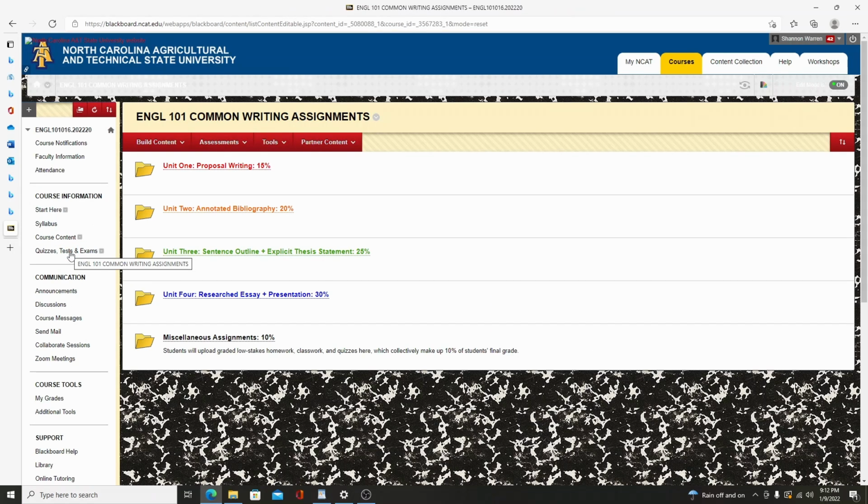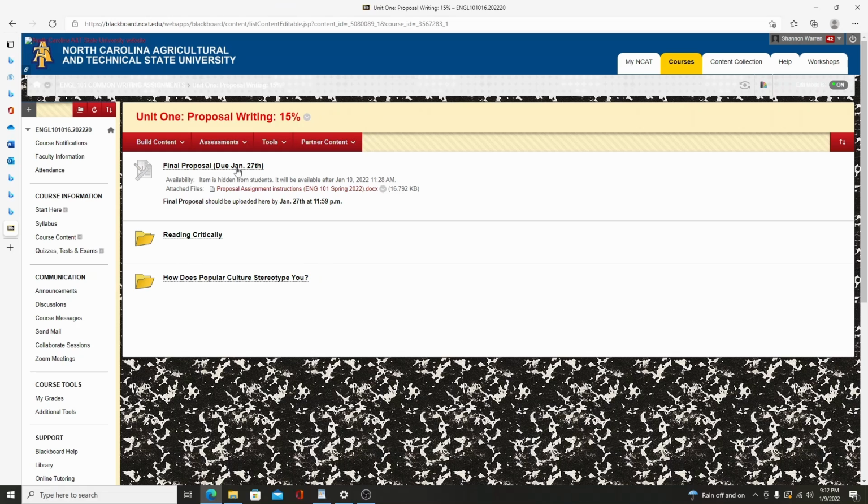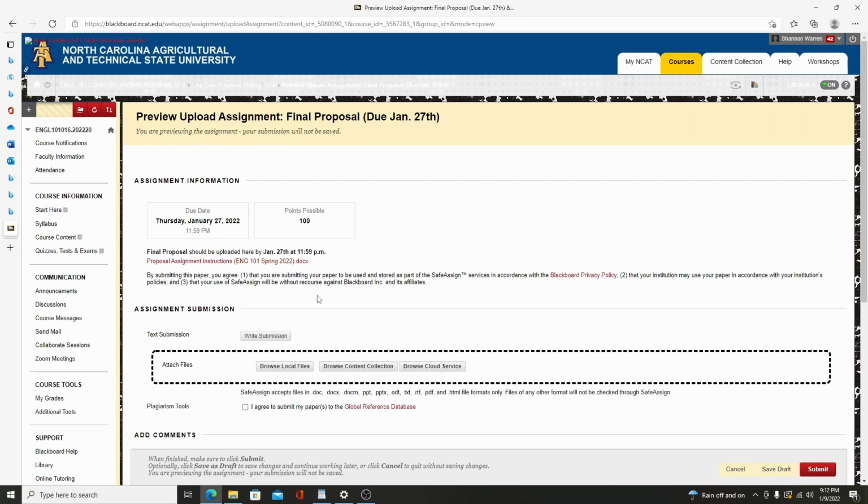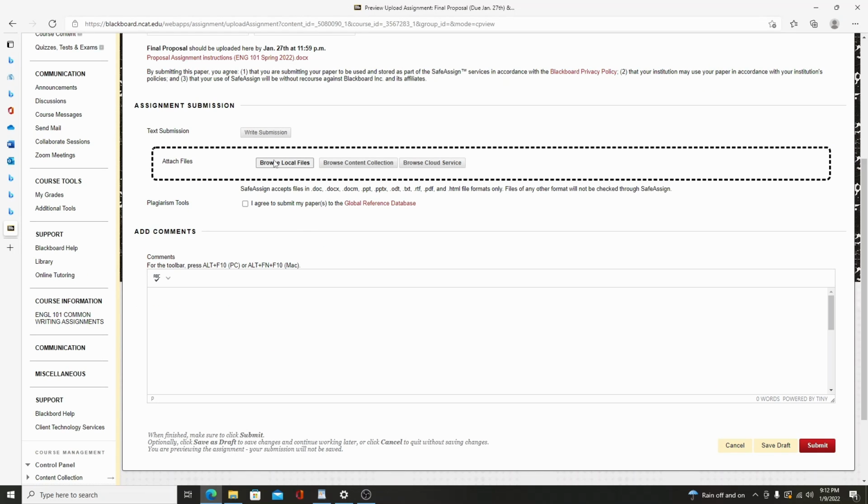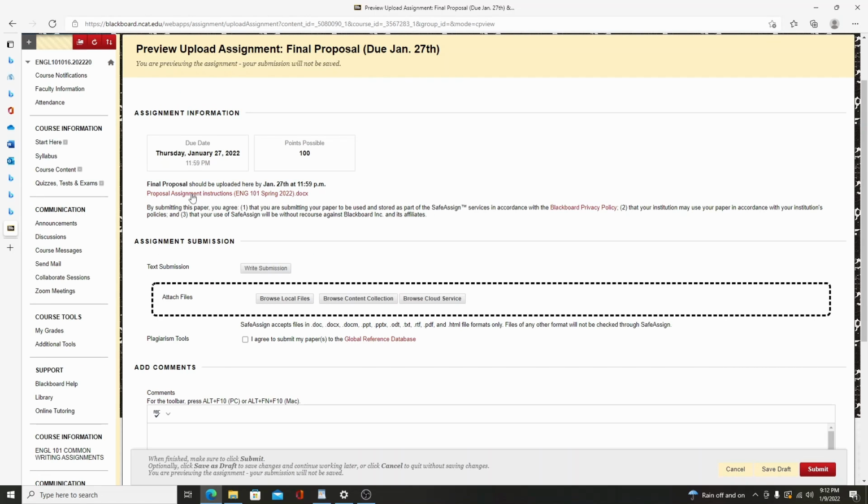If we click on that, it's labeled with all these different units. So let's use Unit 1, for example. In Unit 1, this is where you'll submit the proposal, the first project. This will be the submission. So you go in here and you browse local files, you attach your file, and you submit it. Also, when you click here, there will be the assignment instructions.